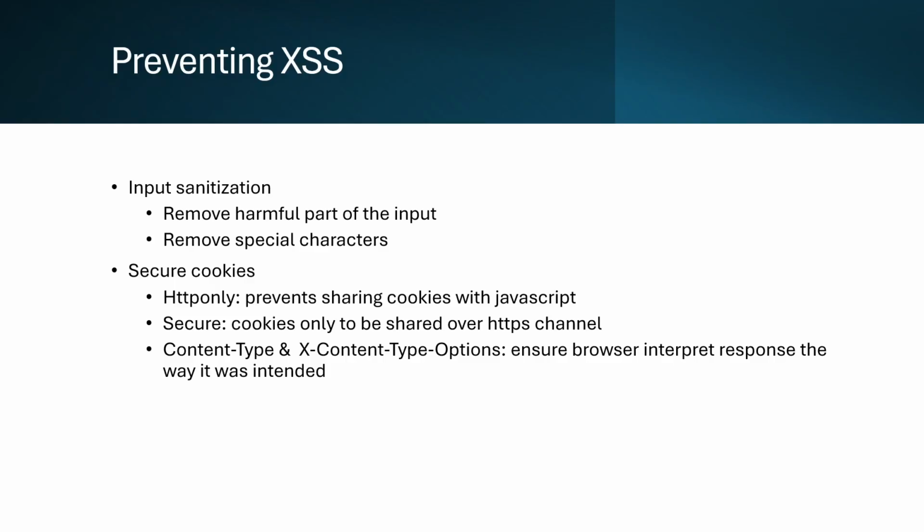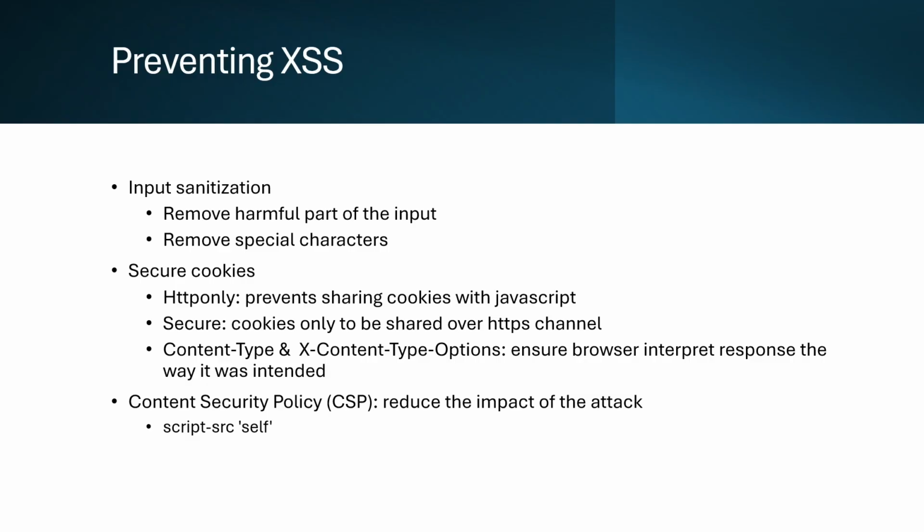Content-Type and X-Content-Type-Options help ensure the browser interprets responses correctly and does not render malicious content in unintended ways. And the final way of protecting is Content Security Policy, the last method that we'll discuss. Like cookie flags, CSP is another impact reduction strategy. It won't stop XSS vulnerabilities, but it can limit what an attacker can do if XSS does happen.